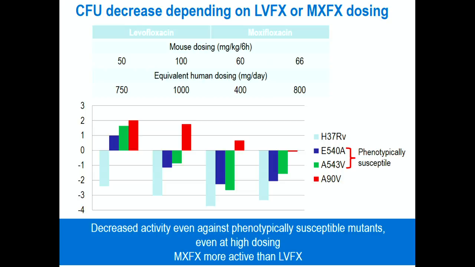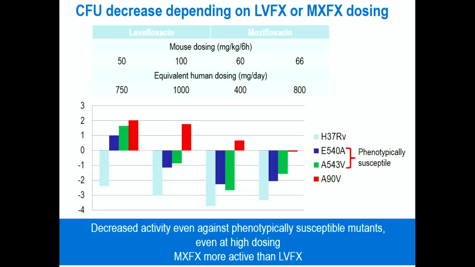And what you see here is the CFU decrease or increase for RV and for the two GyrB mutants, which are officially susceptible, and the gyrA A90V mutant. What you see is that when you compare to RV, you have decreased activity of fluoroquinolones, even for these officially susceptible mutants, which makes sense. The MIC is not normal, it's elevated, and you have this decreased activity even at high dosing of Moxi or at high dosing of levofloxacin.